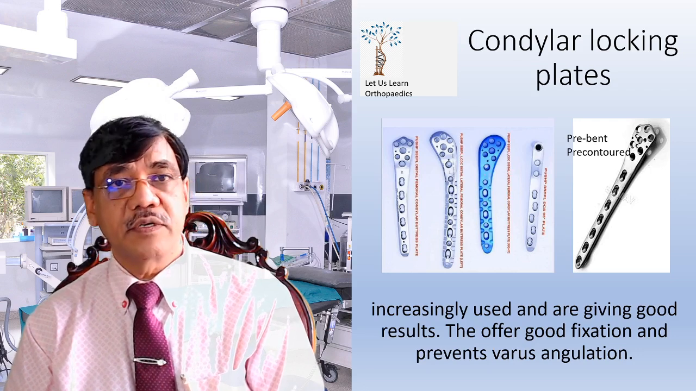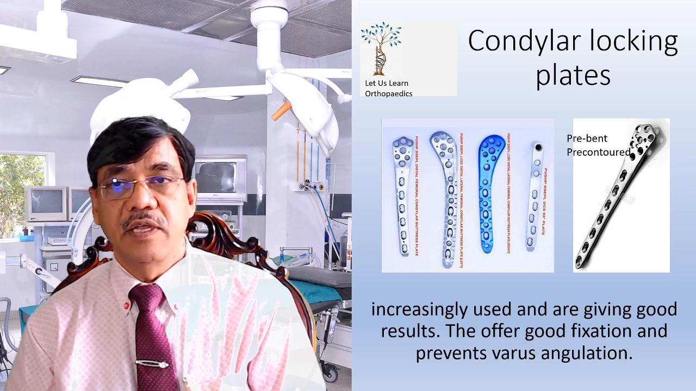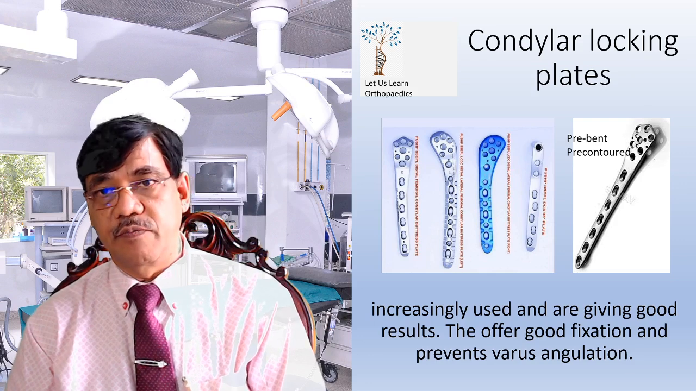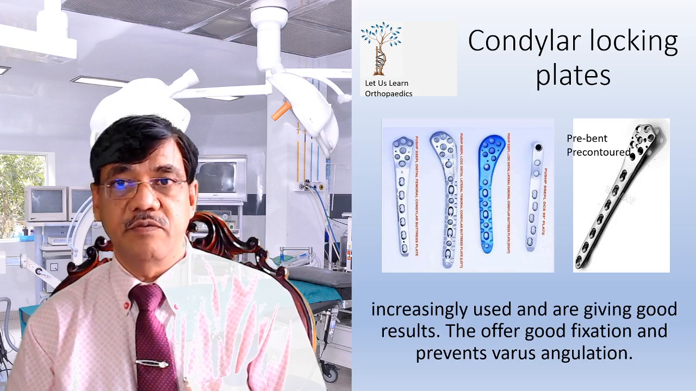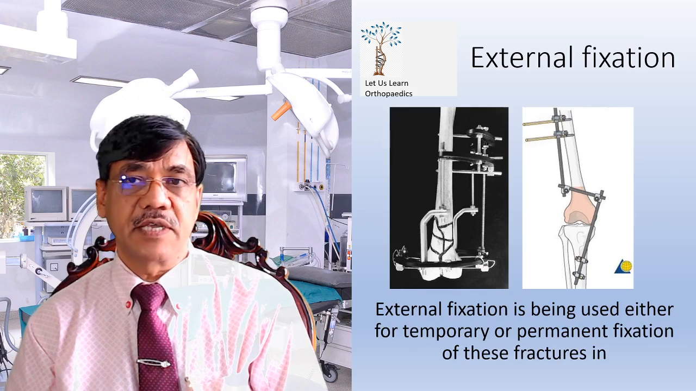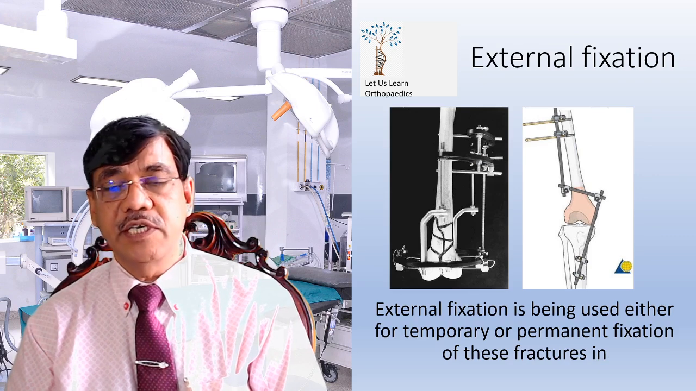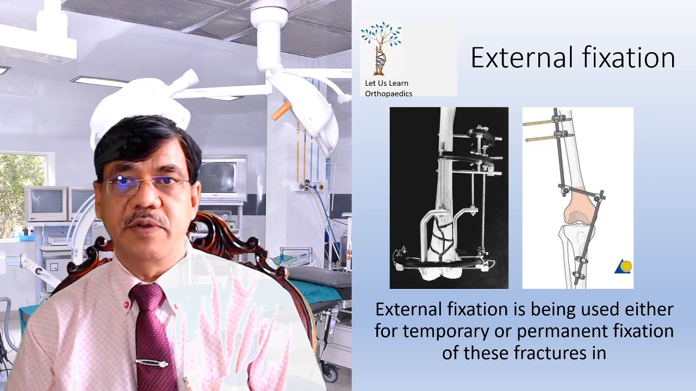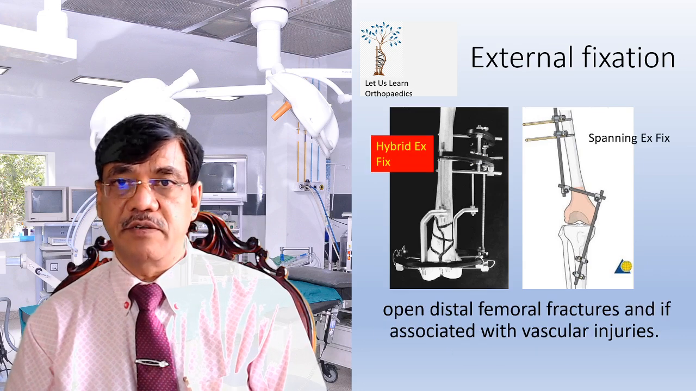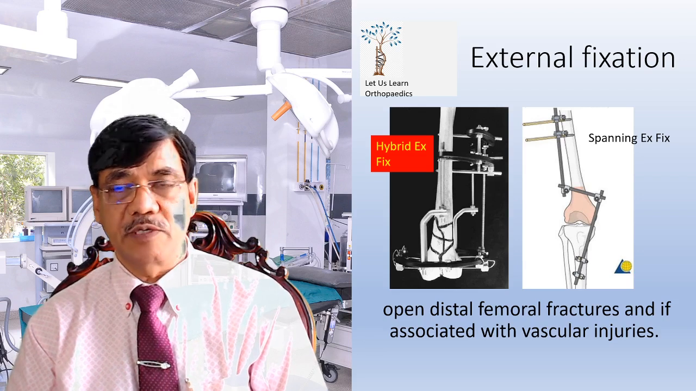They offer good fixation and prevent the varus angulation because they are already pre-bent or pre-contoured, and that is why the varus angulation is prevented. Now external fixation can also be used as a method of fixation. They are being used for either temporary or permanent fixation of open distal femoral fractures, and if they are associated with vascular injuries.